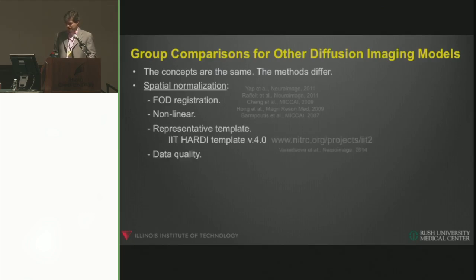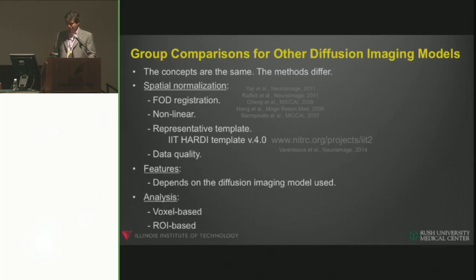Representative templates do exist. Again, you need to care about your data quality. The features that you're going to be comparing depend on the diffusion imaging model that you use, but you can still use similar analysis, voxel-based or ROI-based analysis.